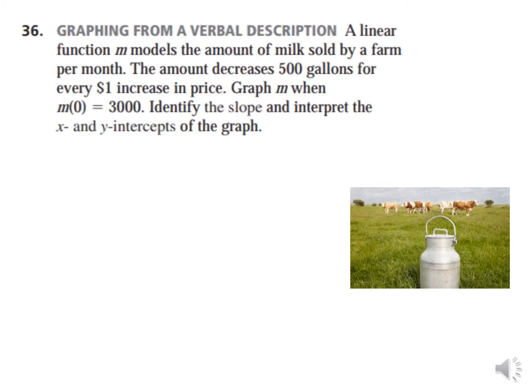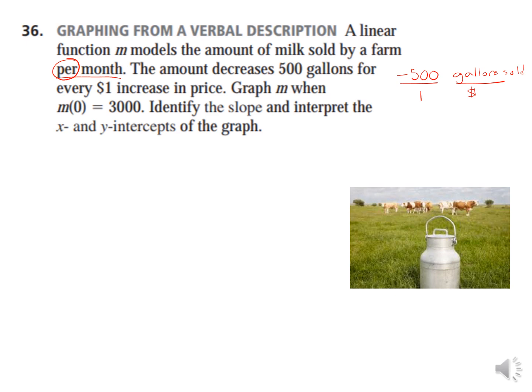Okay, I included this problem about milk because it has some things to show you that might get confusing. So it says a linear function m models the amount of milk sold by a farm per month. So right away your brain might say, oh, it's per month. But then you look at this next sentence and it gives you your slope. It says the amount decreases, and the m is your y function. So it's decreasing 500 gallons for every dollar increase. So it's gallons sold per dollar.